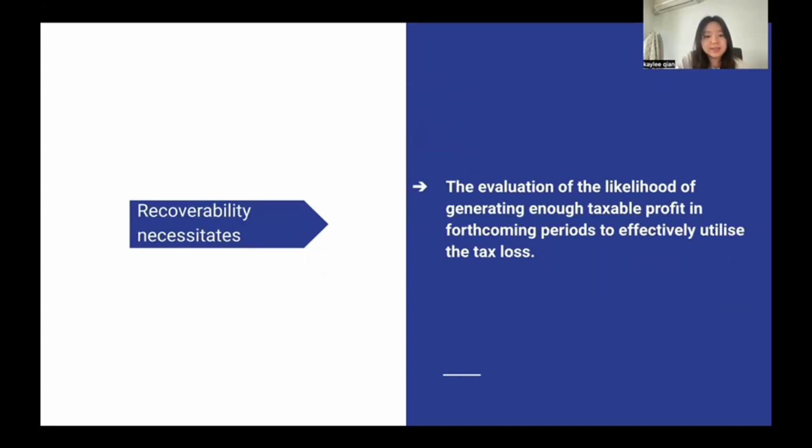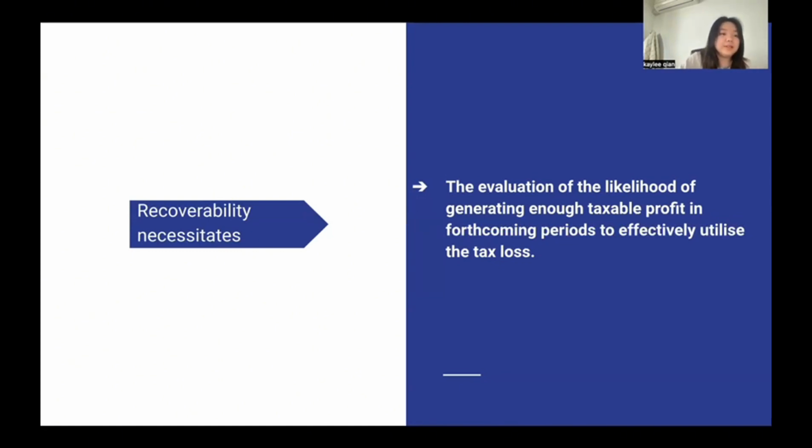And last but not least, recoverability necessitates the company's evaluation of the likelihood of generating enough taxable income, taxable profit in the forthcoming periods to effectively utilize the tax loss. This evaluation entails the exercise of discernment and may rely on projections and other pertinent data.